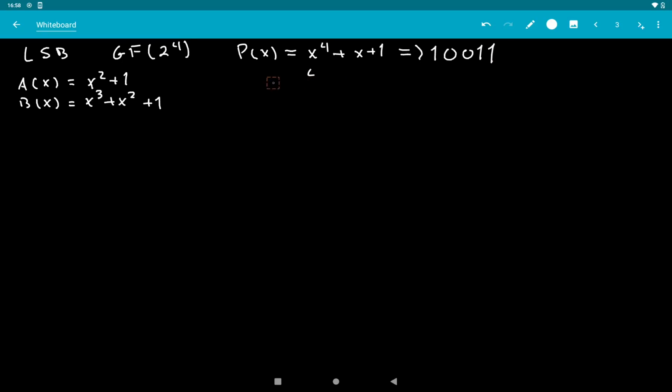And then we're going to do the same thing to these, except we know that a of x and b of x are already within this field 2 to the 4th. So we know that they can't have this last bit here. They don't have an x to the 4th because they can't exceed x to the 4th. So for a of x we have 0x cubed, 1x squared, 0x, 1x to the 0. I'm going to do the same thing for b, and we end up with 1, 1, 0, 1.